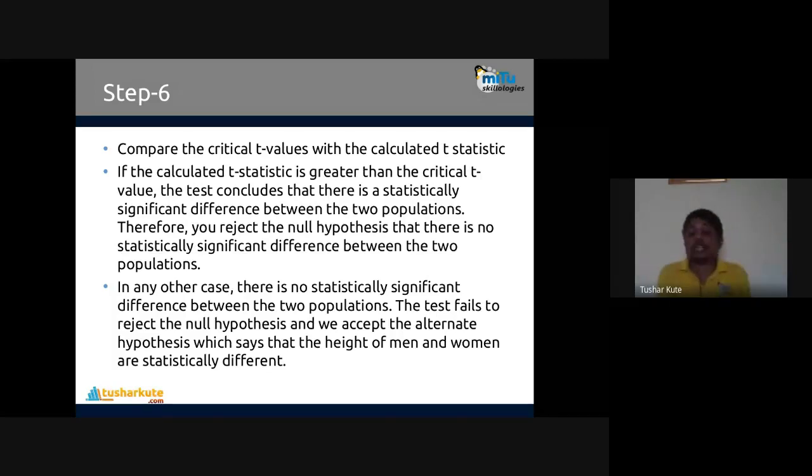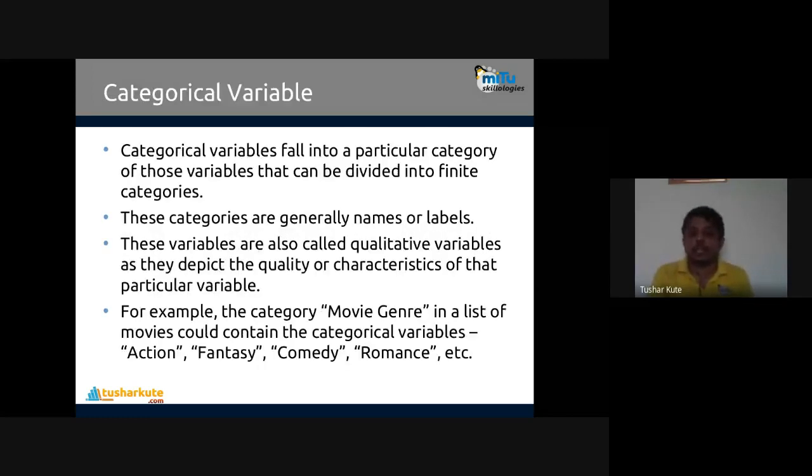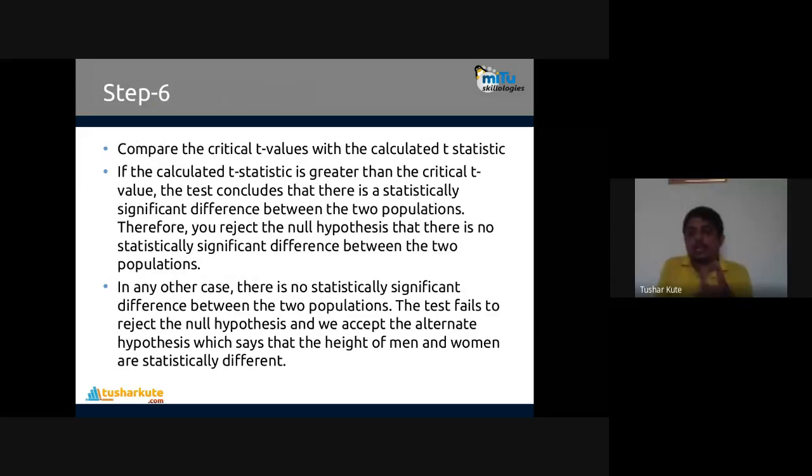At the end we can identify whether we are going to reject the null hypothesis or accept it. So in this case, the null hypothesis which we considered, that women and men are of equal height, is rejected, and we accept that they are statistically different. Basically, that is the two-sample t test that we can use over here.